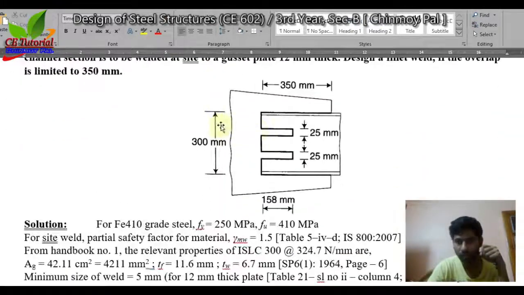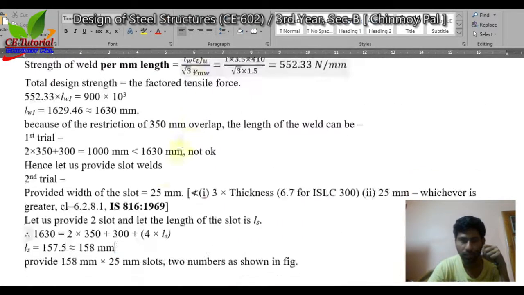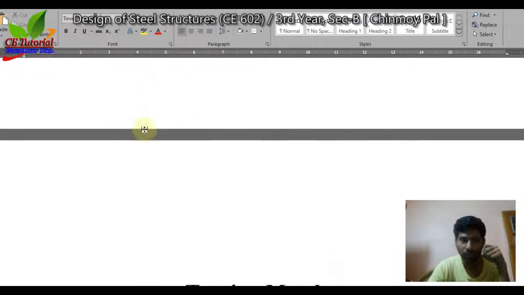So 158 millimeter, which one is 150 millimeter? This is 150, this is 150 length. Okay. So 350 plus 150 plus 25 plus 150 plus 150 plus 25 plus 150 plus this plus this plus this. Total 1630 millimeter welding length.